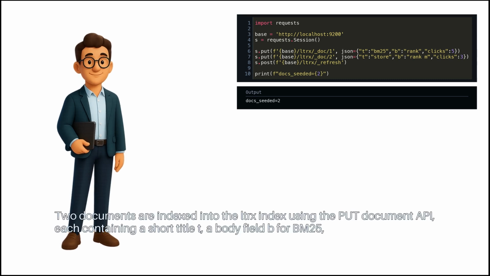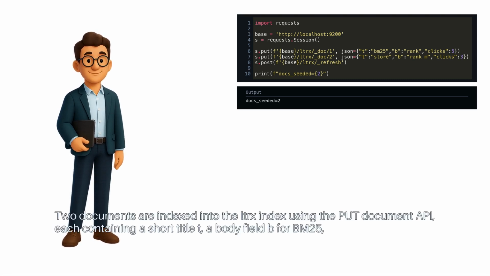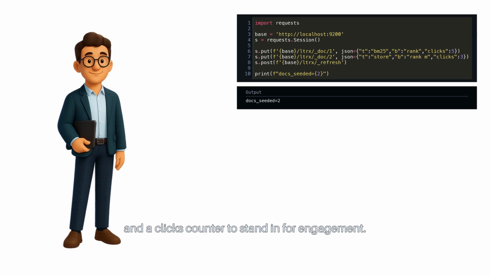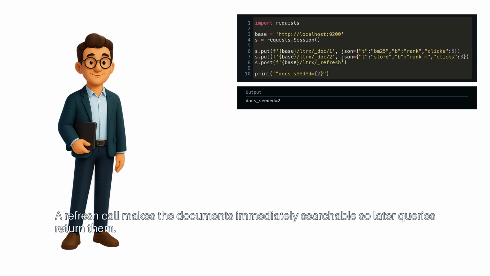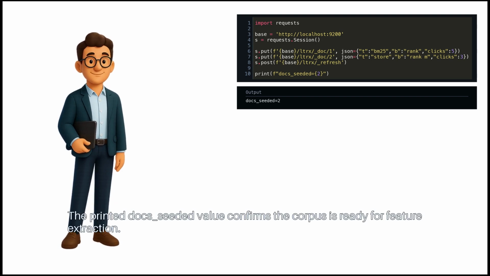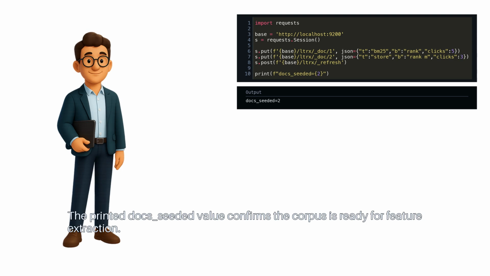Two documents are indexed into the LTRX index using the Put Document API, each containing a short title T, a body field B for BM25, and a clicks counter to stand in for engagement. A refresh call makes the documents immediately searchable, so later queries return them. The printed doc's seeded value confirms the corpus is ready for feature extraction.